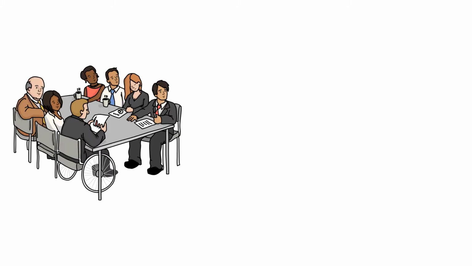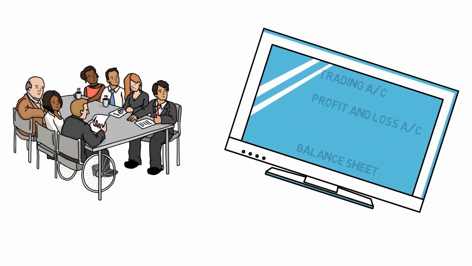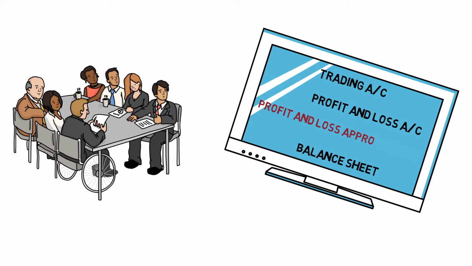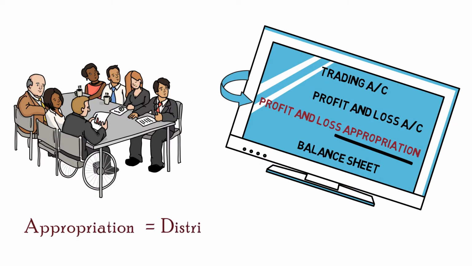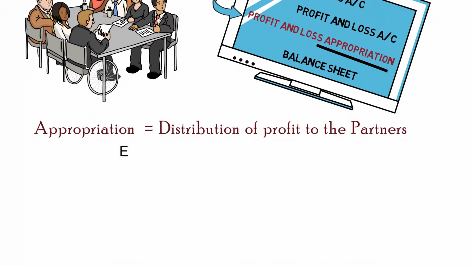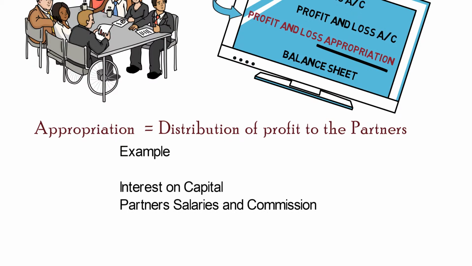A partnership firm, like a proprietorship firm, also prepares trading account, profit and loss account, and a balance sheet. But in addition, a partnership firm also prepares profit and loss appropriation account. To the profit and loss appropriation account, the net profit from the profit and loss account is transferred. It is prepared to show appropriations of net profit, that is, distribution of net profit for the accounting period towards the partners. The distribution could be in terms of interest on capital, partner's salary, partner's commission, or any other type of appropriation towards the partner.